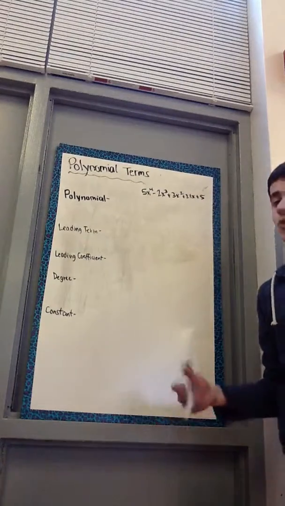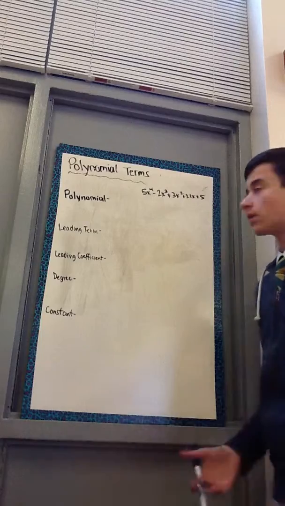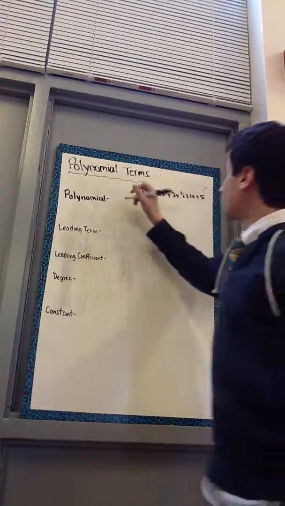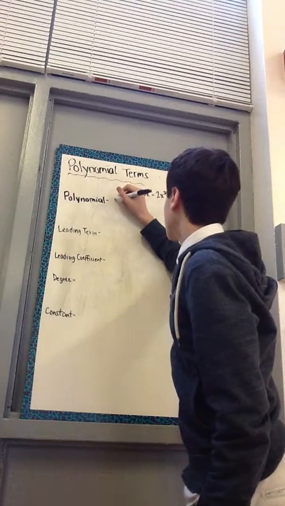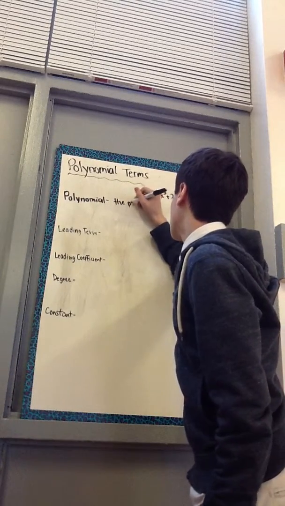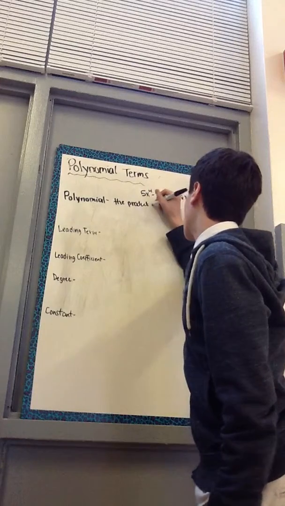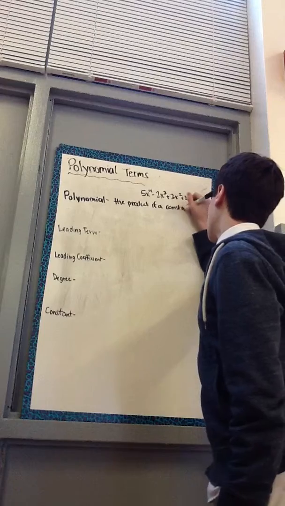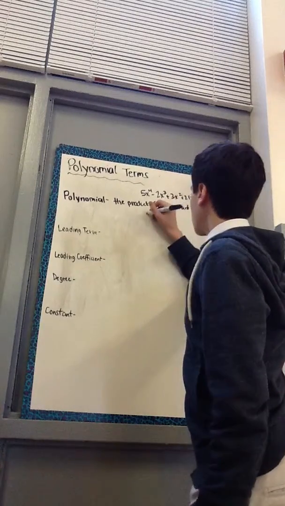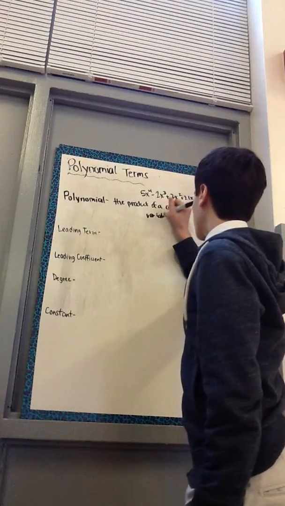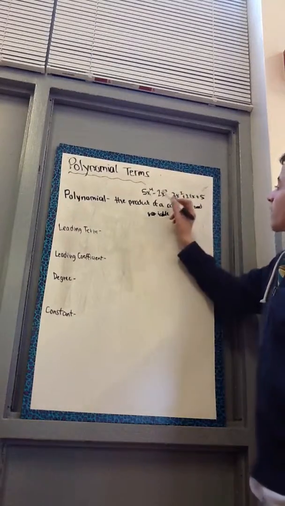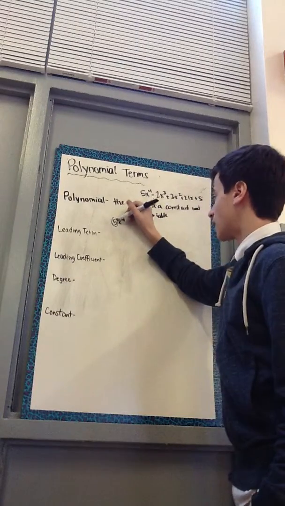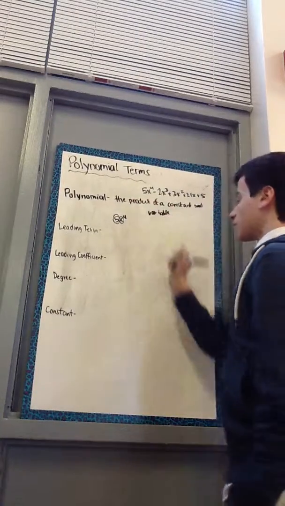And this is just one example of a problem that could be done, but there's a lot of different ones. Alright, so a polynomial is basically the product of a constant and variable. So in the problem, 5x to the fourth is one example of a polynomial. It has the 5 and the x.